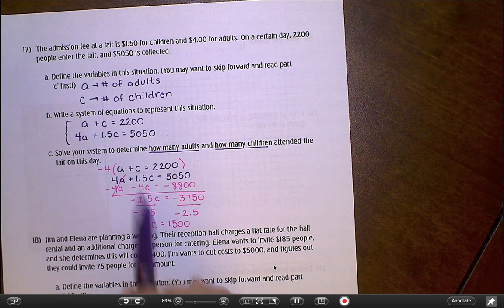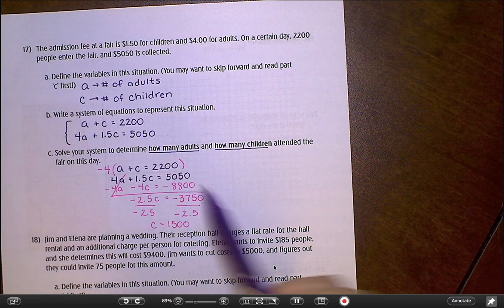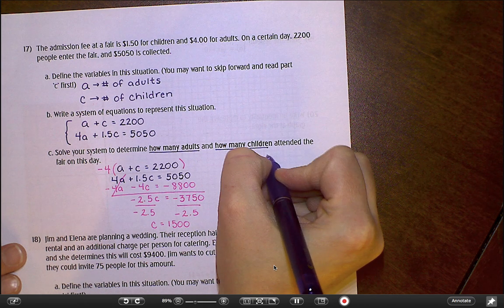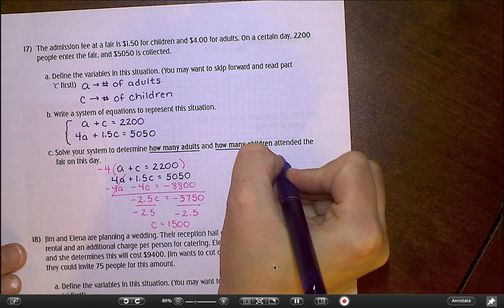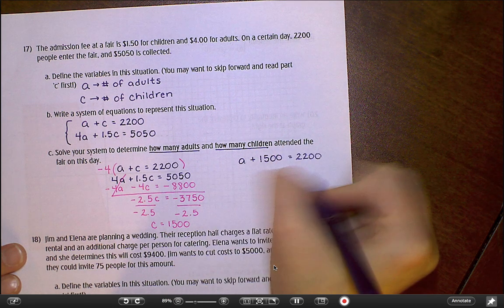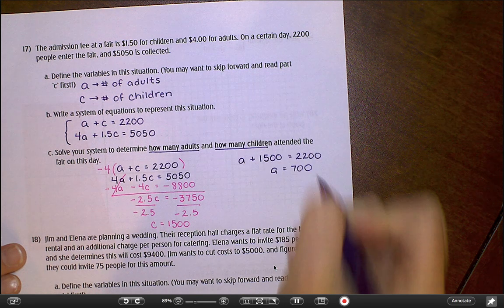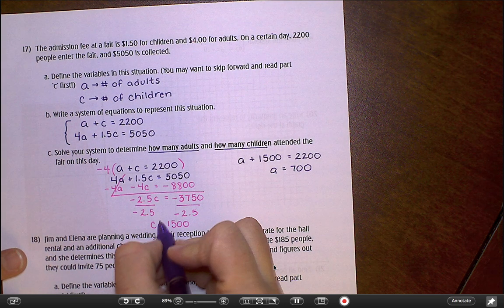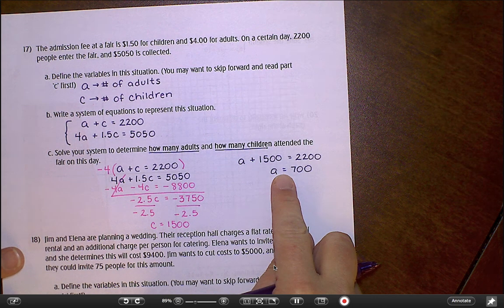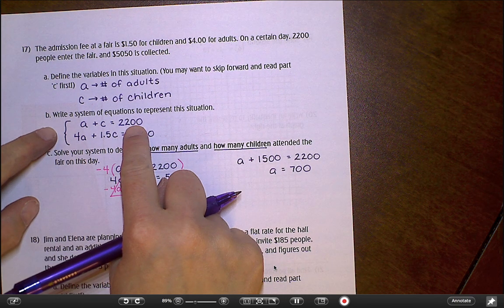Technically, mathematically, we're plugging back into this equation, but probably most of you could figure it out without even really using an equation. It's going to look like this. A plus 1,500 equals 2,200. And then I subtract 1,500 from the other side, and I end up with 700 adults. Okay, so I have 1,500 children's tickets and 700 adult tickets that are being sold. And grand total, that would give me 2,200 people.